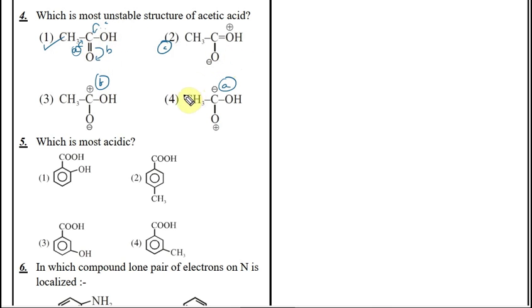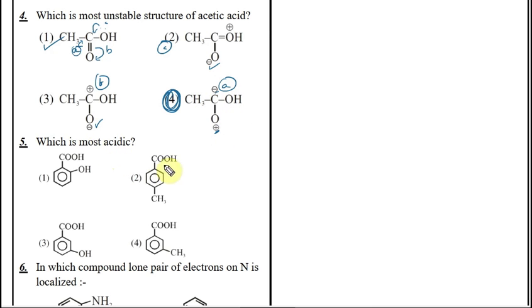Now when you look at it, the most unstable structure is where the least electronegative atom has the negative charge. See, here the oxygen has the negative charge, okay. But here the negative charge is on the least electronegative atom. Oxygen is electronegative but has a positive sign, and the less electronegative atom has a negative sign. So this is going to be your most unstable structure, number 4.